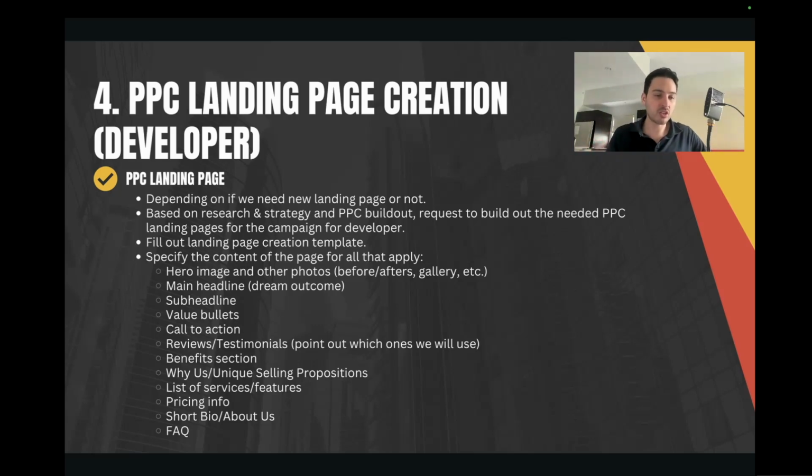A benefits section, a why us / unique selling proposition section, a list of services and features, pricing information, a short bio, FAQ. And yes, we do use ChatGPT a lot to help us with this, because we often work with a lot of companies that don't have any of this content on their website. So we will often use ChatGPT to create an FAQ section, for example. That saves us a lot of time. And we can do that if the service that they're offering is a very well-known service.